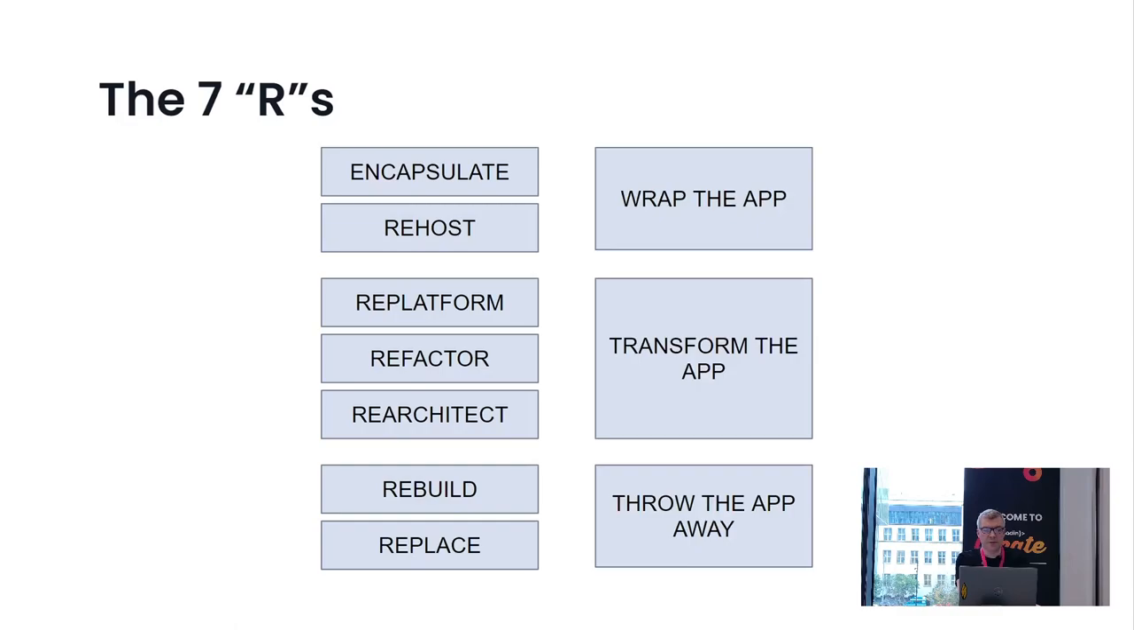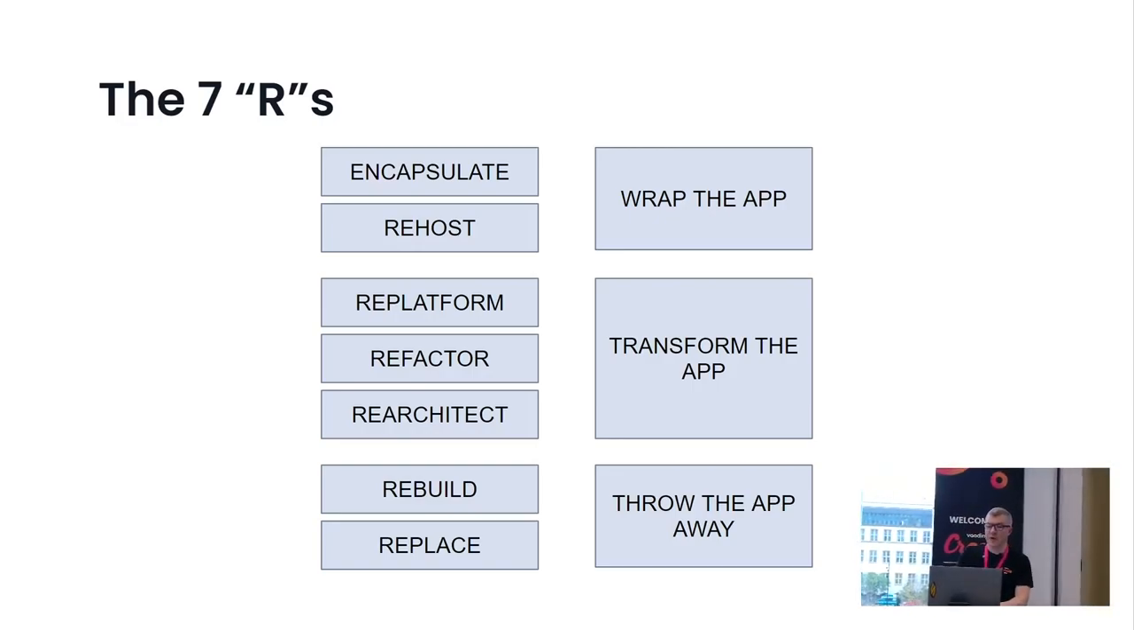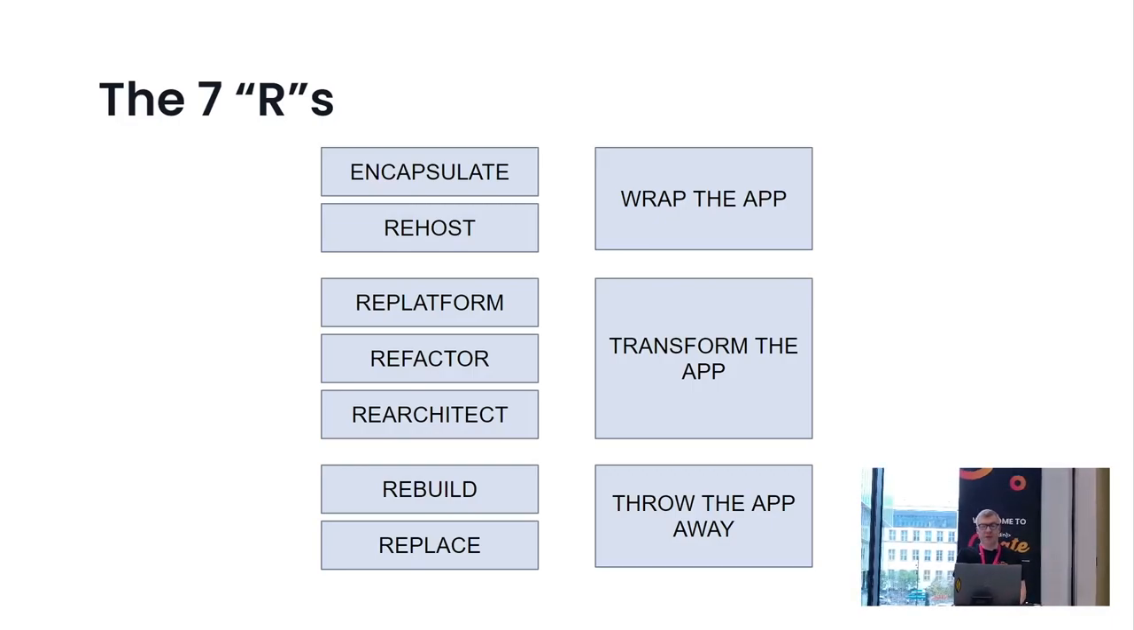We can lump these together into 3 general categories. We can say that encapsulate and rehost are about wrapping the app. Replatform, refactor, and re-architect are about changing the app, or we could say transforming the app. And then with rebuild and replace, we're throwing the app away.